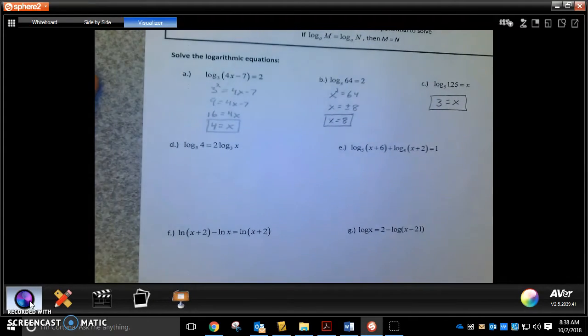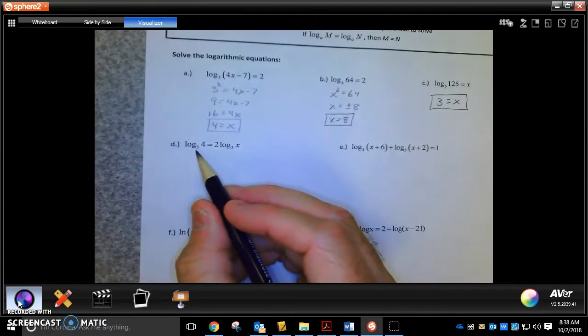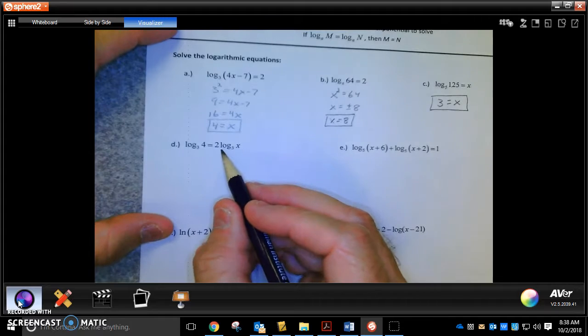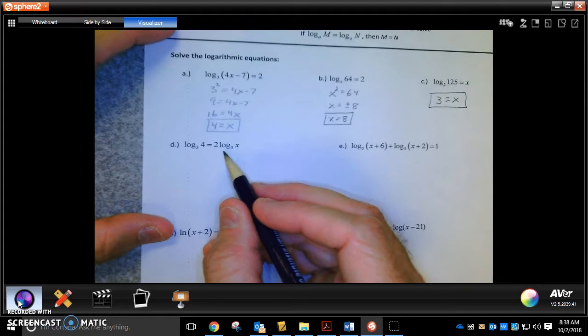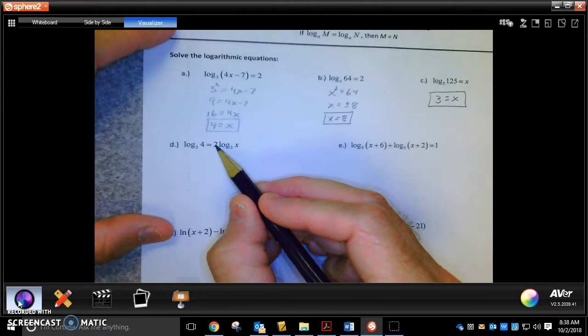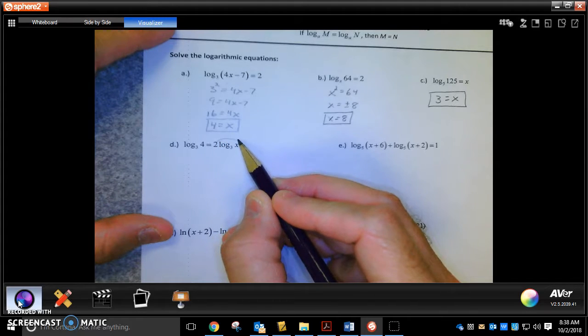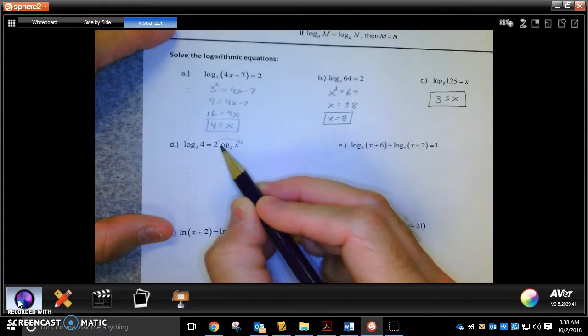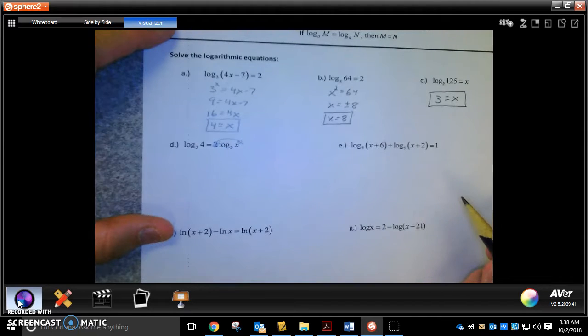All right, example D. This one, I have a log on the left. I have a log on the right. So these two logs are going to cancel once I've got the problem set up correctly. The only problem is this 2 right here. I need to take the 2 that's out front, reattach it as an exponent, and now I'm all set.